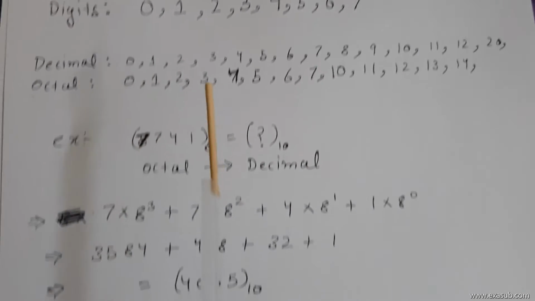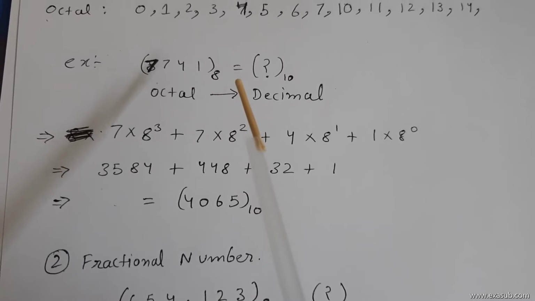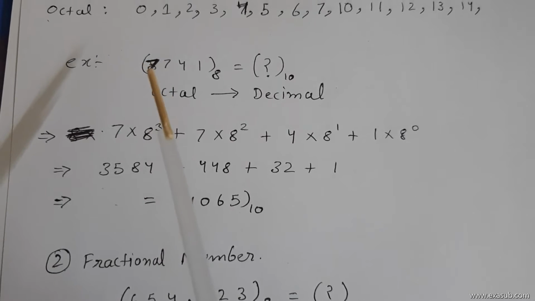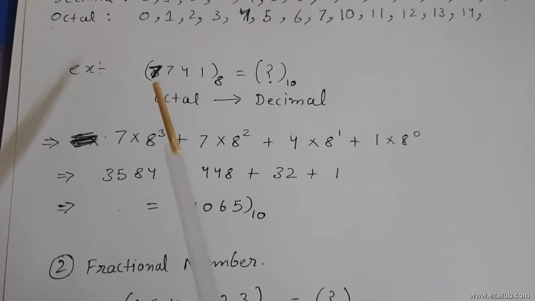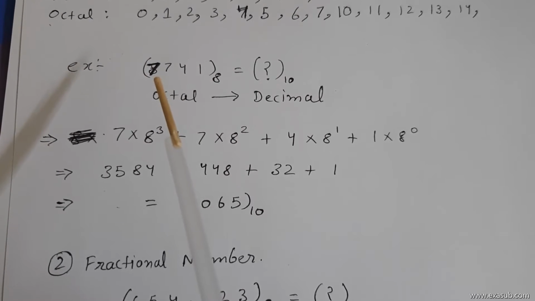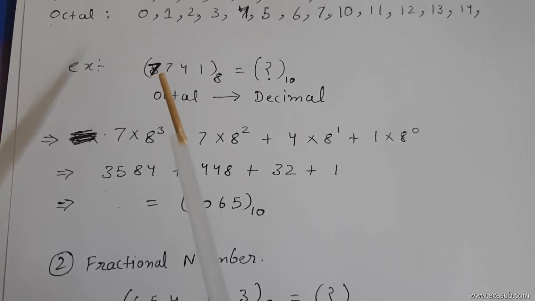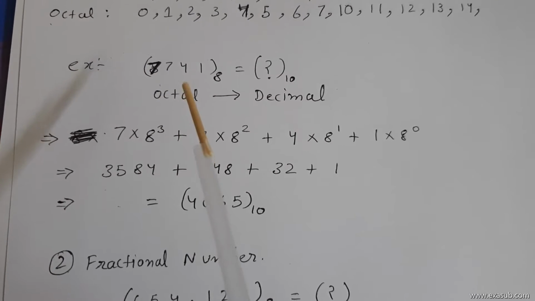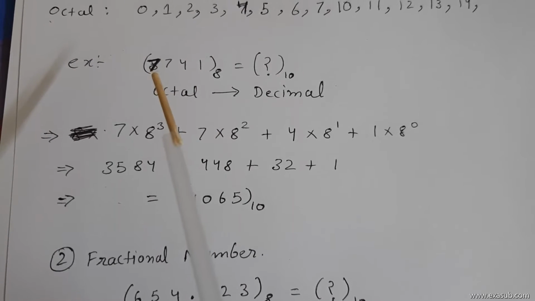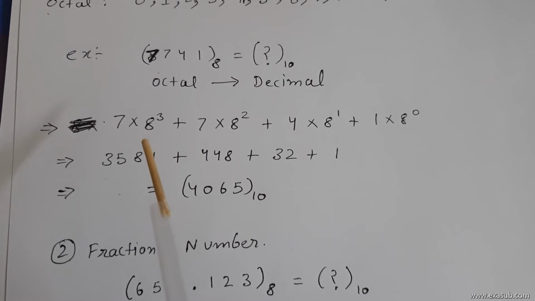Now let's see how a number written in octal is converted into its decimal equivalent. So we have a number 7741. In an octal number system, we cannot have digits greater than 7. So we do not have 8, 9, 10. We only have numbers from 0 to 7. Just like in the decimal number system, each place has its positional weight. Now let's see how it is calculated.